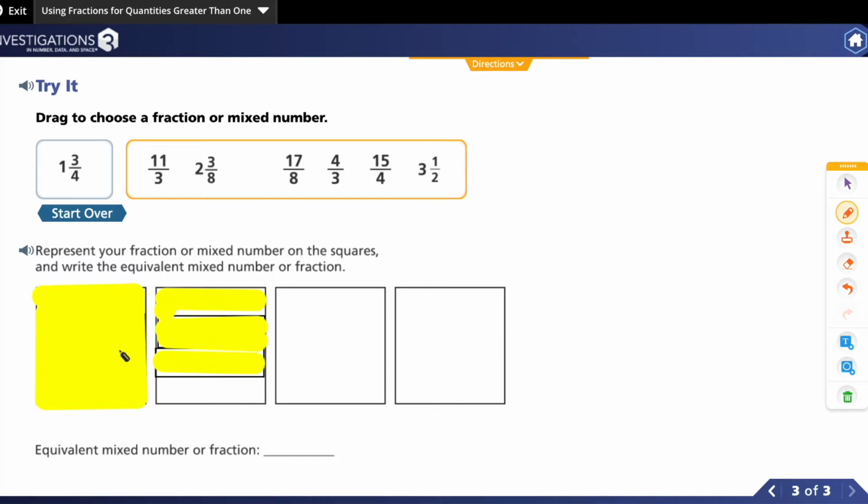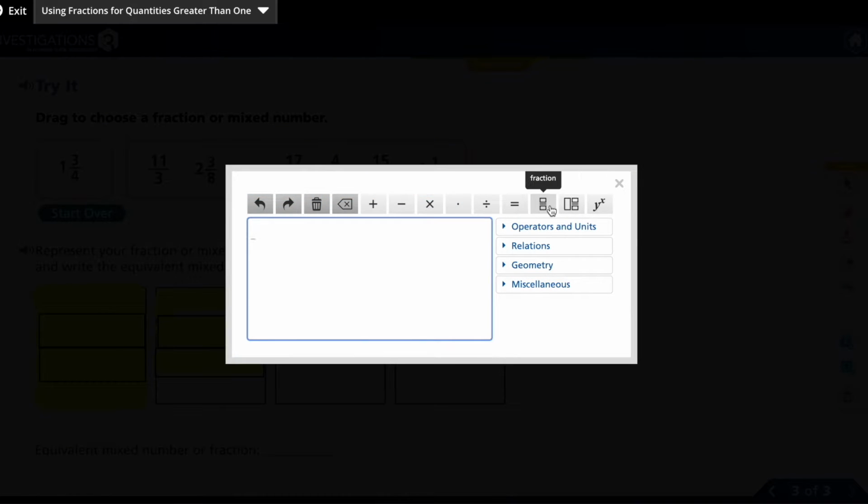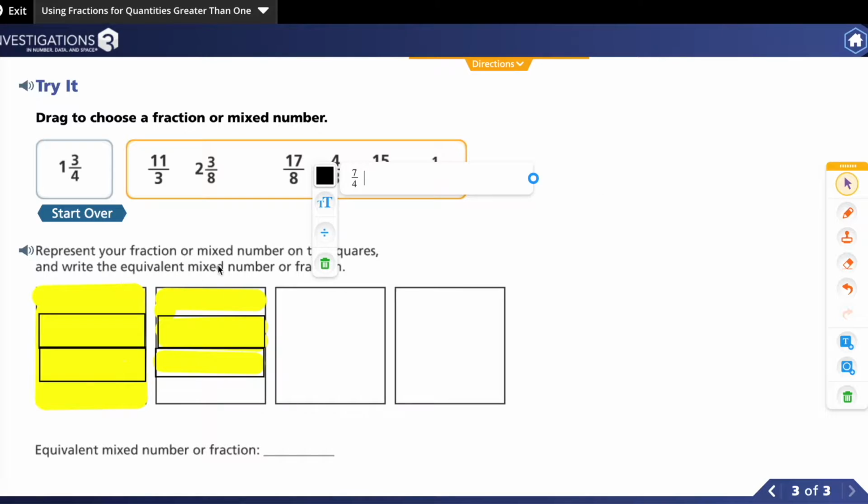Well, if I were to split this one into fourths as well, I have 1, 2, 3, 4, 5, 6, 7. Going back to my fancy fraction tool, I have 7/4. And there's my new answer.